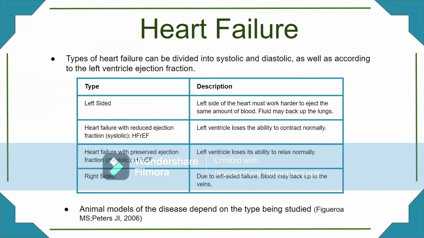We have left-sided heart failure, which occurs when the heart must work harder to eject the same amount of blood and fluid may back up into the lungs. Then we have heart failure with reduced ejection fraction, also known as systolic, which occurs when the left ventricle loses its ability to contract normally. Then we have heart failure with preserved ejection fraction, also known as diastolic, when the left ventricle loses its ability to relax normally. And then we also have right-sided heart failure, which occurs due to left-sided heart failure and can cause blood backing up into the veins. Animal models of the disease depend on the type of heart failure that is being studied.